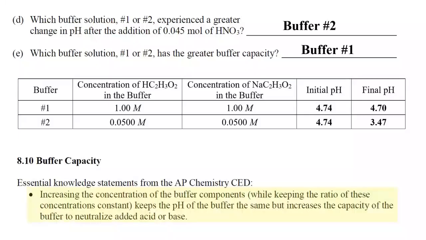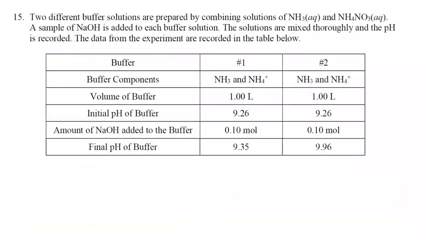Let's go back to that essential knowledge statement for topic 8.10. Increasing the concentration of the buffer components while keeping the ratio of these concentrations constant keeps the pH of the buffer the same, but increases the capacity of the buffer to neutralize added acid or base. In other words, it will increase the likelihood that the change in pH will be rather small when a small amount of a strong acid or base is added to it.